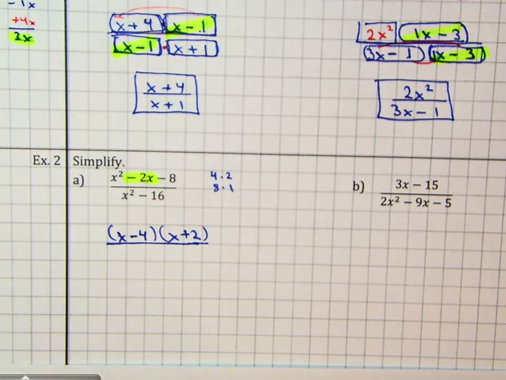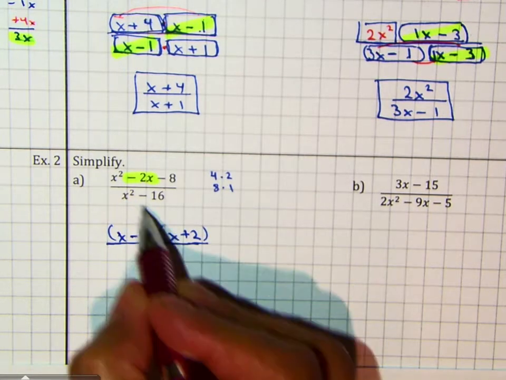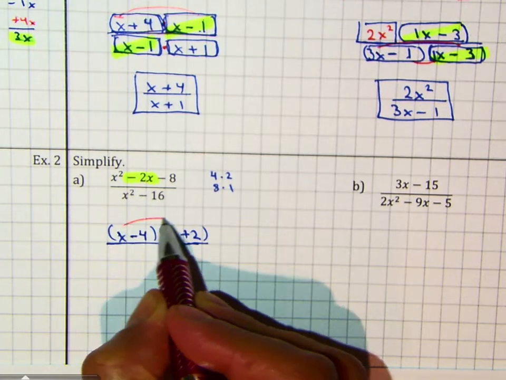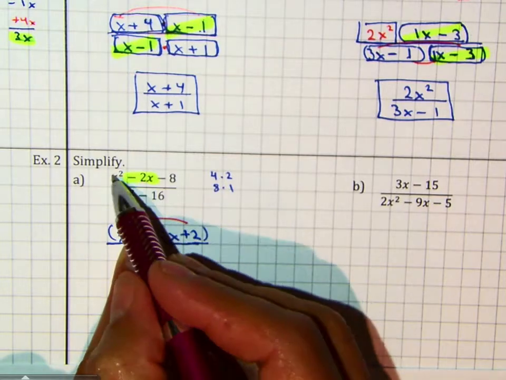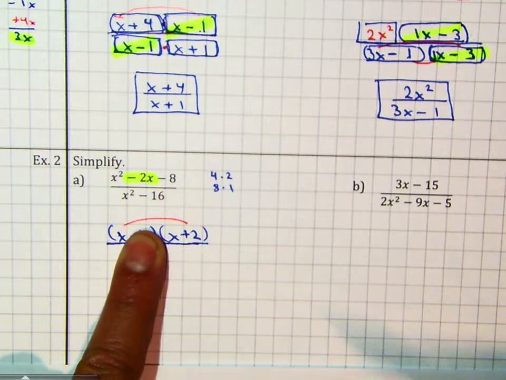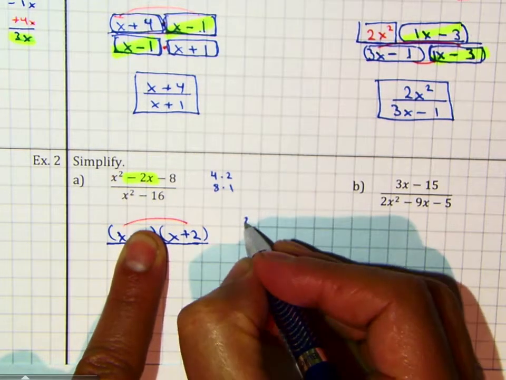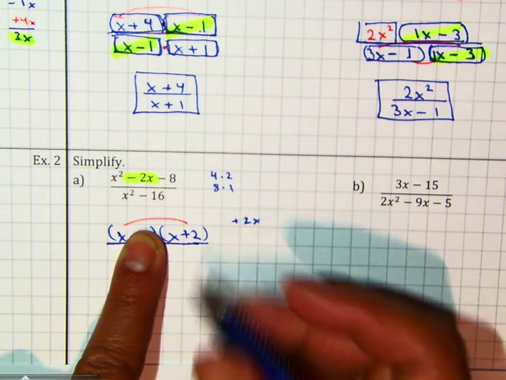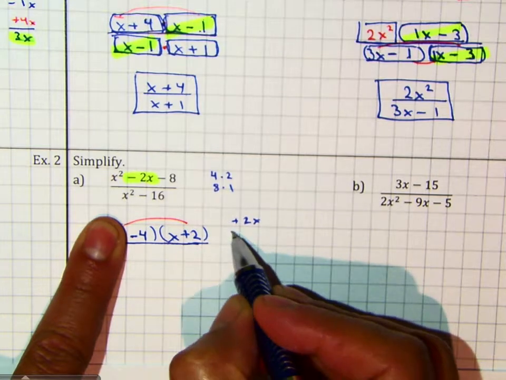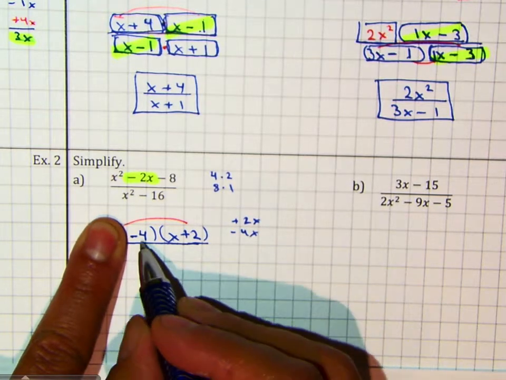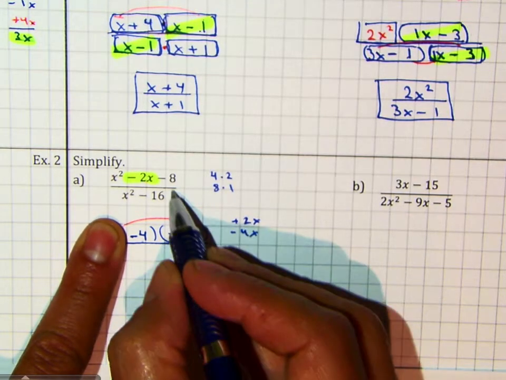If I multiply it out, x times x is x squared. X times, so you distribute the x to both. X times x is x squared. X times 2 is 2x positive. And now I'm going to distribute the negative 4. Negative 4 times x is negative 4x. And negative 4 times 2 is negative 8.